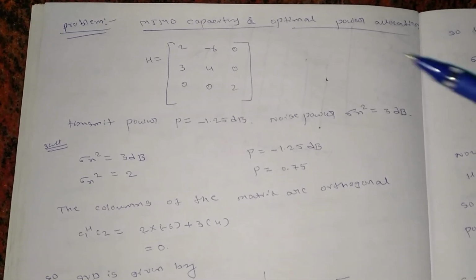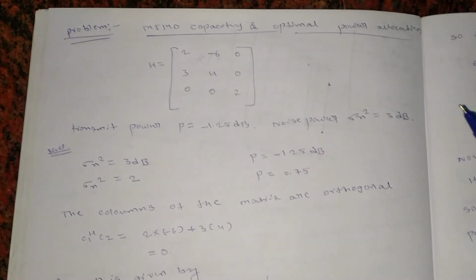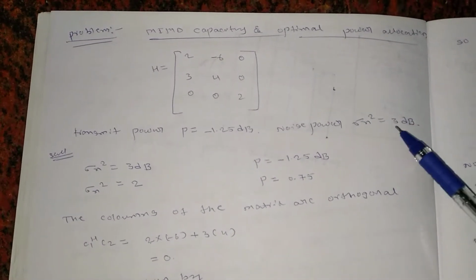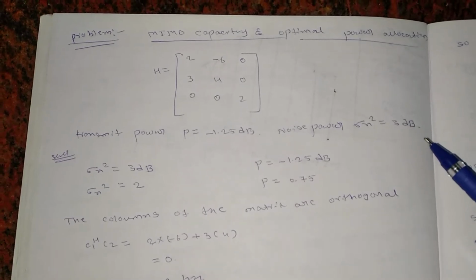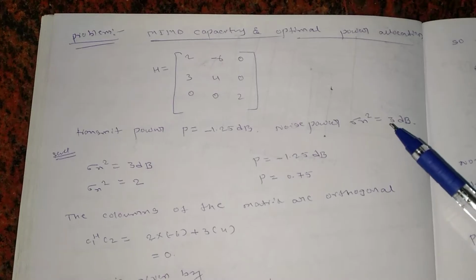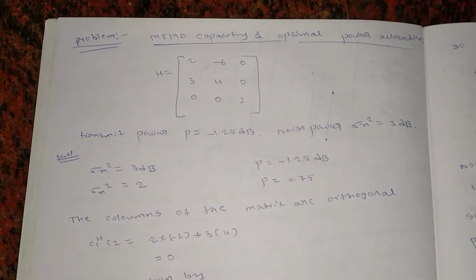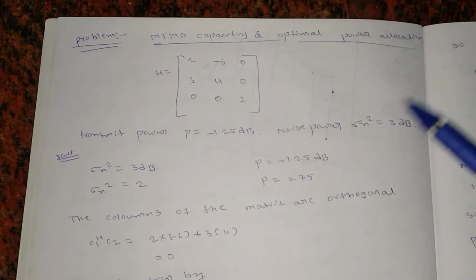Okay, so they have also given the total power equal to minus 1.25 dB, and the noise power, that is sigma n square, they have given as 3 dB. Right, so these are the components which are given, and we need to solve this for the MIMO capacity and optimal power allocation, like P1, P2, P3. Okay, so like this we need to do.